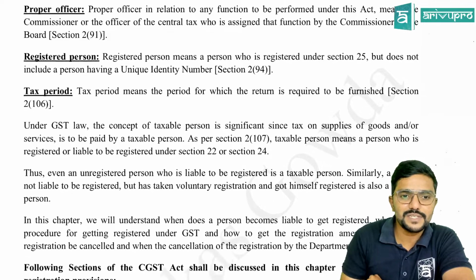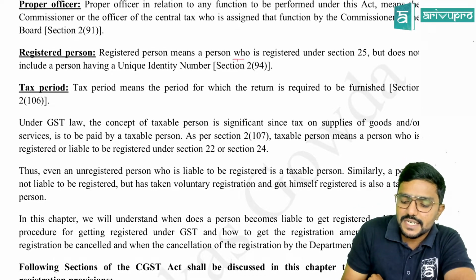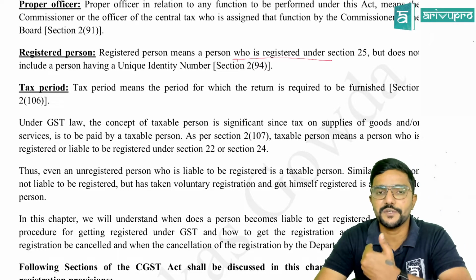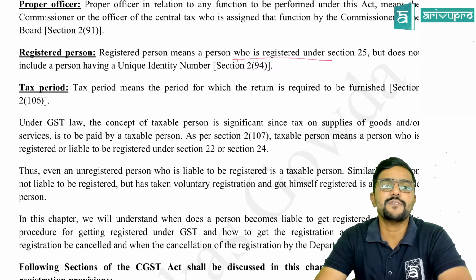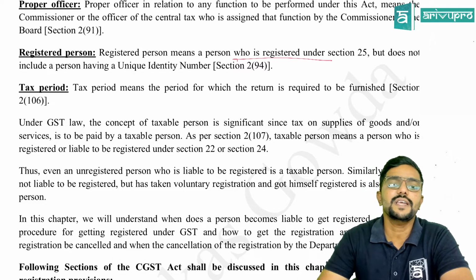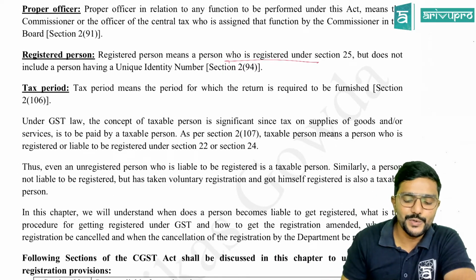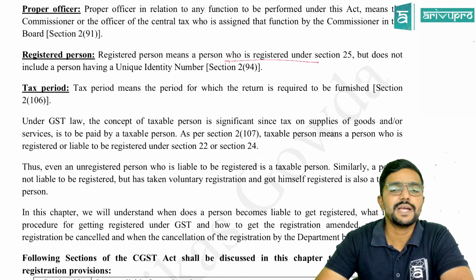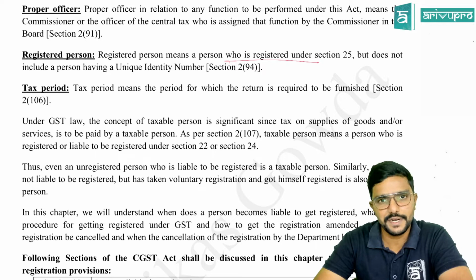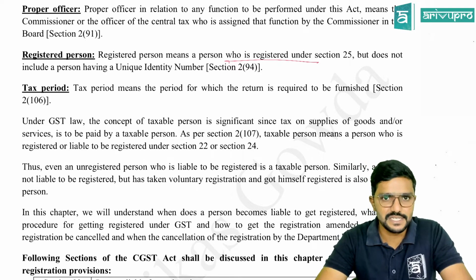Next, registered person. Who is registered person under GST? Registered person means a person who is registered under section 25. Section 25 talks about the procedure for registration. So whoever is registered under section 25 of the CGST Act is called the registered person. But it does not include a person having a unique identity number. Who will have a unique identity number, we will learn in section 25, guys. So in simple terms, registered person means the person who has taken registration under GST.